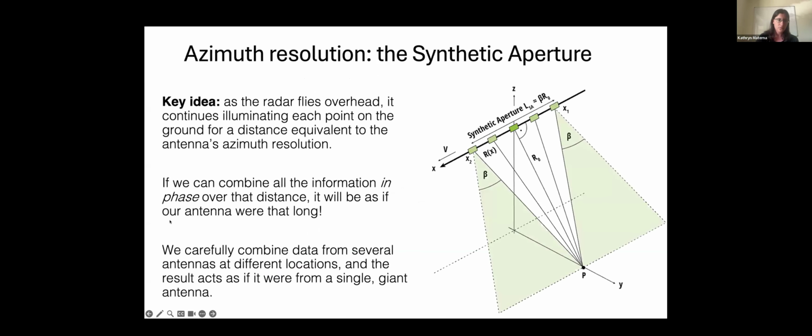Well, the key idea is that as the radar flies overhead, it illuminates each point on the ground for an extended distance. And we can cleverly combine all the information in phase over that distance and use it to synthesize a synthetic aperture, as though the sensing aperture were as long as the entire distance that that pixel is in view. So we carefully combine the data from several antennas at different locations as it's flying, and the result acts as if it were a single giant antenna.